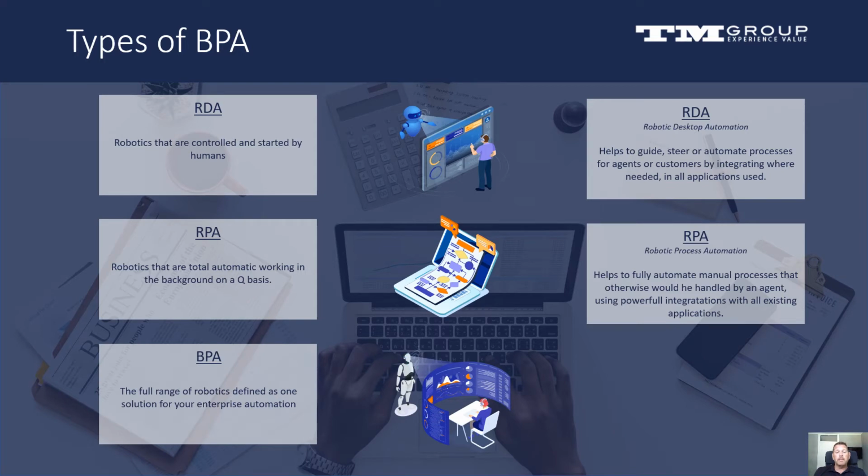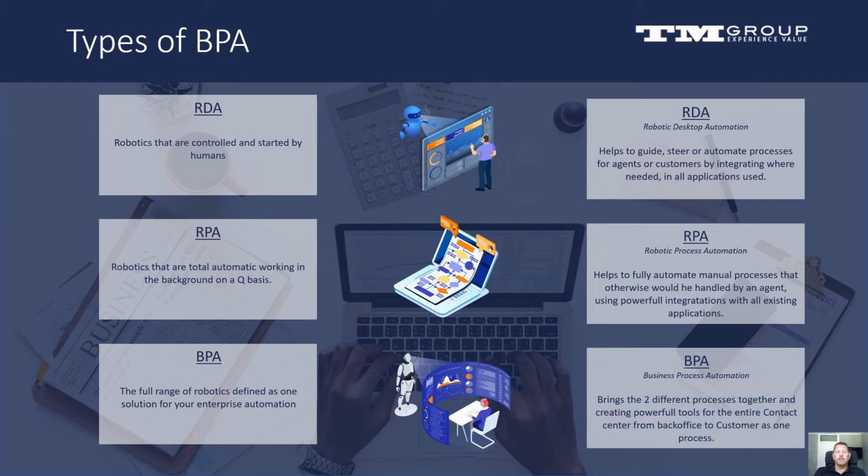If we then look at the BPA that we're going to talk about today, this is where we combine the two. We have the RDA starting, but it's being taken over by the RPA and so on. When we bring these two different things together, that is what we can create the end-to-end journey for the automation and also for the customers. We bring the backend out to the customers. We'll talk a little bit more. I will show you an example a little bit later.